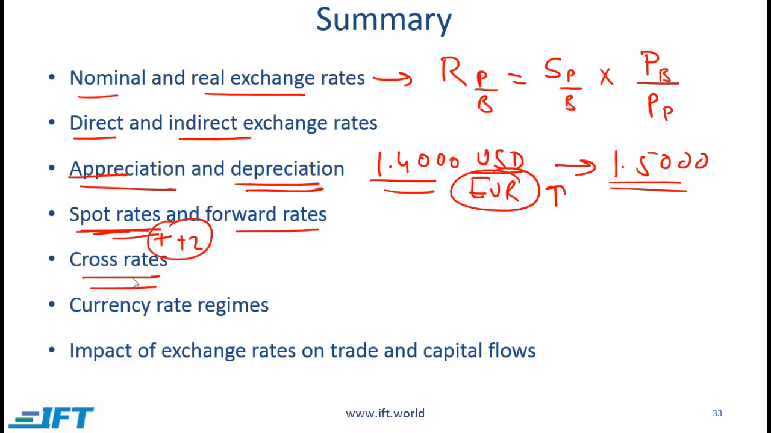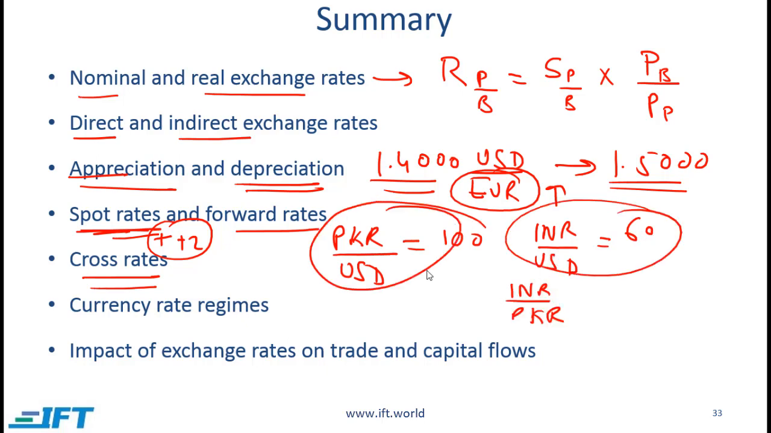Going back to a very simple example, if we have the PKR to USD rate, let's say that is 100, and we have INR to USD, let's say that is 60, then the rate that we derive using these two rates is called the cross rate. Currency exchange rate regimes: here we talked about a spectrum of different regimes ranging from fixed to floating, and I would say that you memorize all the points that were in the slides presented. They cover the most important points.